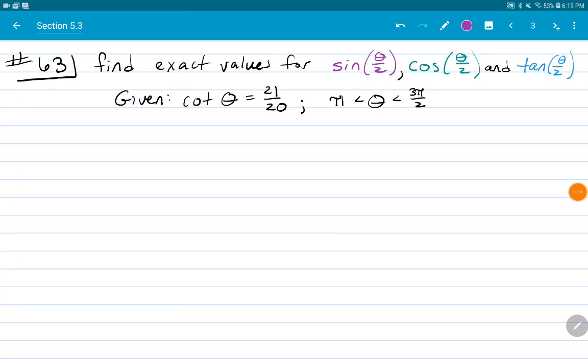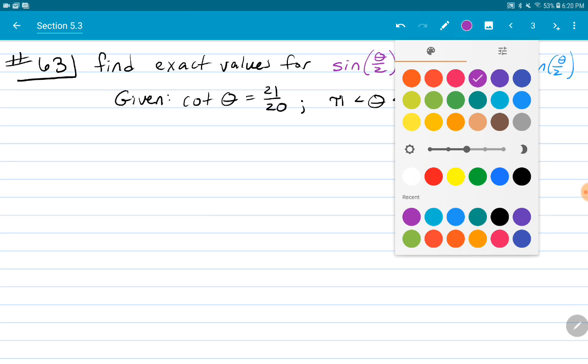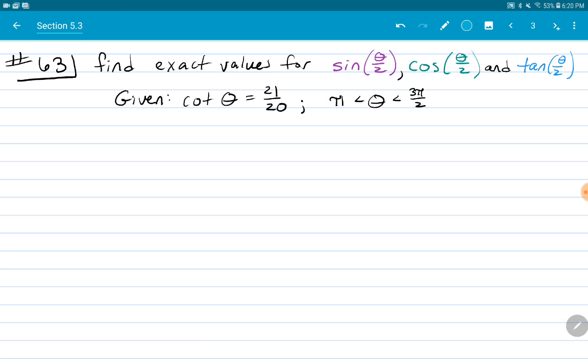Section 5.3, problem number 63. We need to find the exact values for sine of theta over 2, cosine of theta over 2, and tangent of theta over 2, given that our cotangent of theta is 21 over 20, and our theta is between pi and 3 pi over 2. So this information tells me that our angle is in quadrant 3.